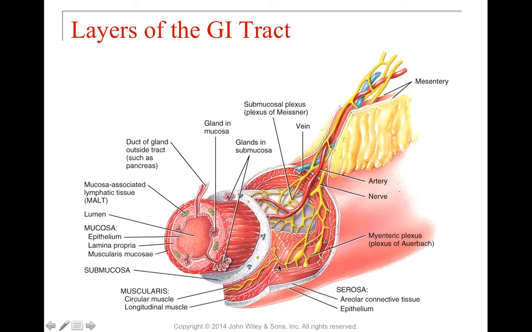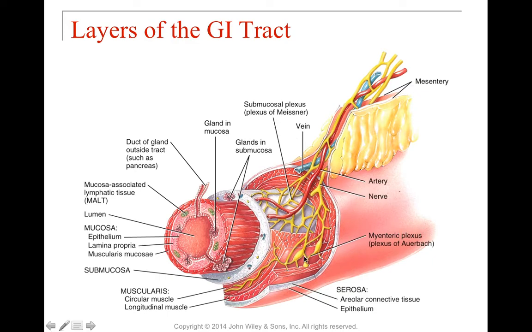The muscularis here has 2 different layers, a circular muscle and a longitudinal muscle, and when we enter into the stomach, we're going to add in a 3rd layer. And what happens basically is we have these muscle layers that are going to be able to contract in different directions. And this is going to allow us to both squeeze the food forward and also to churn it in place.